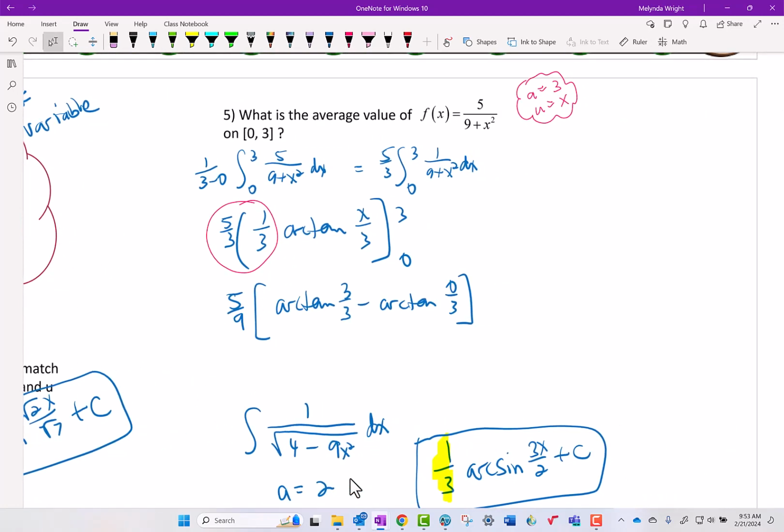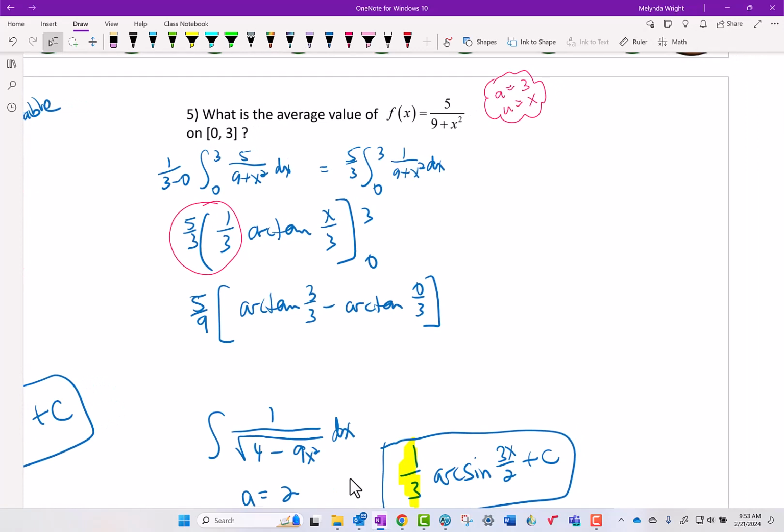So let's think about what that means. I'll put my unit circle thinking up here. So I need to know arctangent of 1 means at what angle measure would tangent be 1? That's the question that's asking us. At what angle measure would tangent be 1? Pi over 4. So I have 5/9 times, I've got pi over 4 minus.